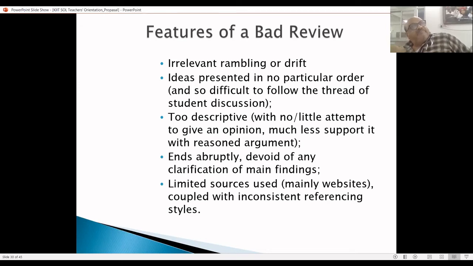Another problem is if the literature review is too descriptive. What does too descriptive mean? What a critic has said, you give a very long paragraph about it without actually giving a sense to the reader why you are giving so much space to it, right? Then that becomes a bad kind of review. Or your review ends very abruptly without clarifying the main findings, or you have done a very sketchy review for the sake of review, a very inadequate level of literature review. These are all the features of a bad review.